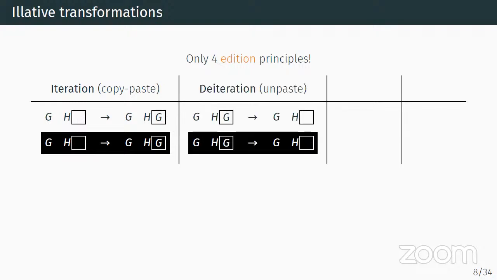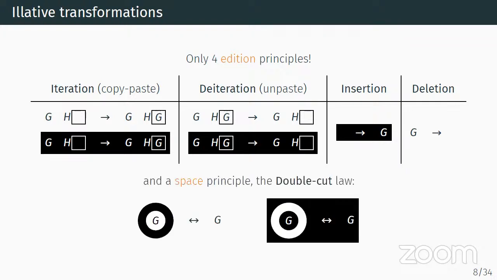And conversely, with the iteration, I can just unpaste my graph. So these two rules work in context of any polarity. That is, it doesn't matter what color the background is. Then I have insertion, which states that I can just insert any graph in a negative area, and deletion, the dual, that I can erase any graph in a positive area.